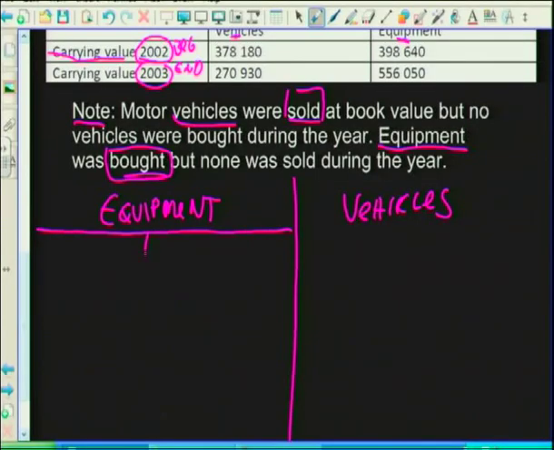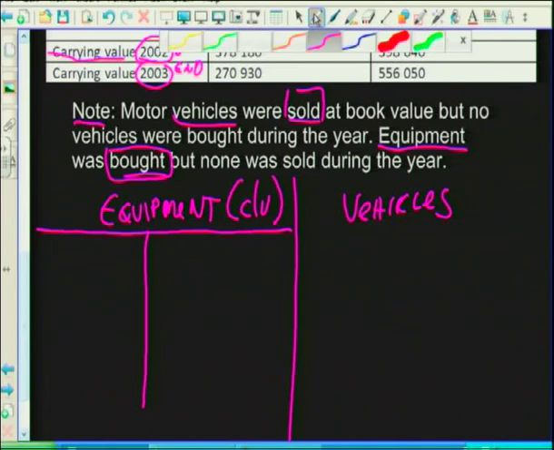Now, in grade 10, you learnt that carrying value is calculated by taking my cost minus my accumulated depreciation. In other words, what is the worth of your equipment, what is the worth of your vehicles. So in order for me to do my calculations, I'm going to use the carrying value information. So I'm going to draw a quick T account for equipment, but I'm going to remind myself that these are at carrying value.